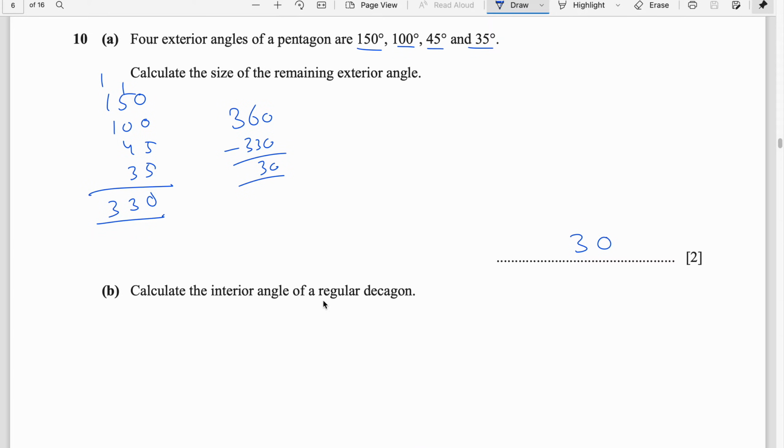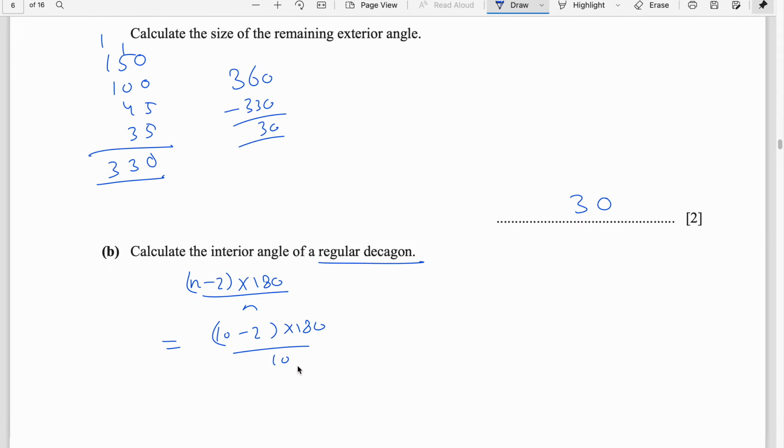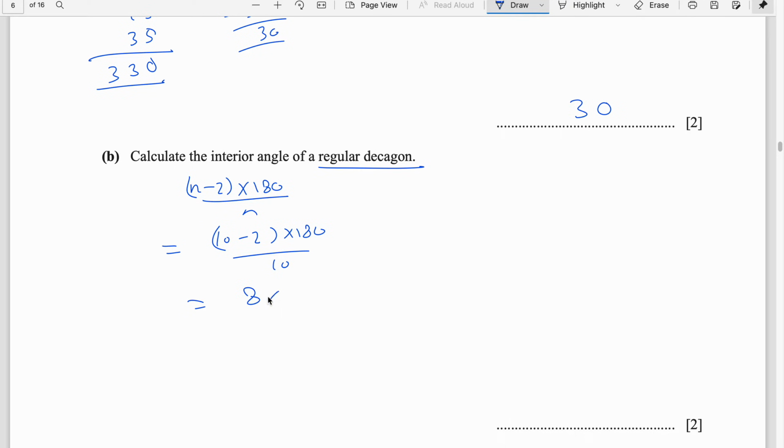Calculate the interior angle of a regular decagon. Interior angle is n minus 2 times 180 by n, and that is 10 minus 2 times 180 by 10, which makes it 8 times 180 by 10. 18 times 8, 8 times 8 is 64, 8 times 1 is 8, plus 6 is 14, that is 144 degrees.